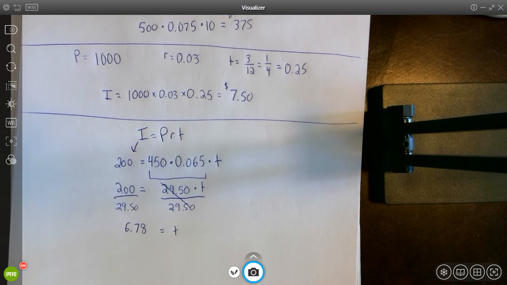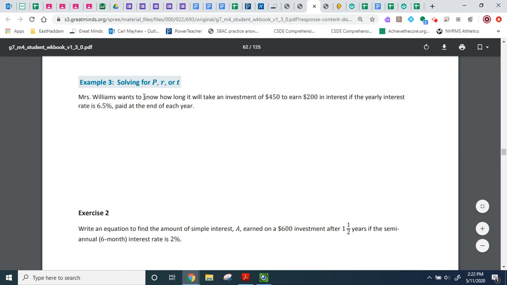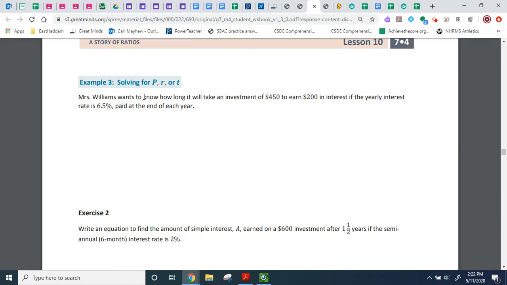And so now we just have to think about what that 6.78 actually means. If we go back into the problem, Mrs. William wants to know how long it'll take an investment of $450 to earn $200 in interest if the yearly interest rate is 6.5%, paid at the end of each year. If we get to an answer of 6.78, will she have enough money after just 6 years?